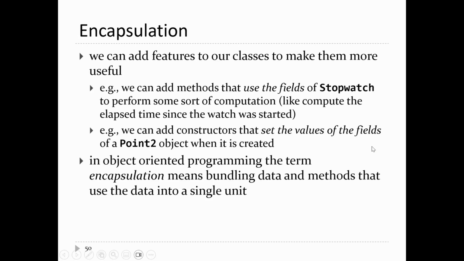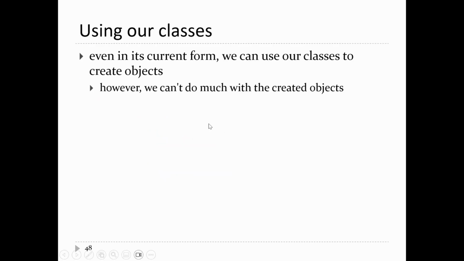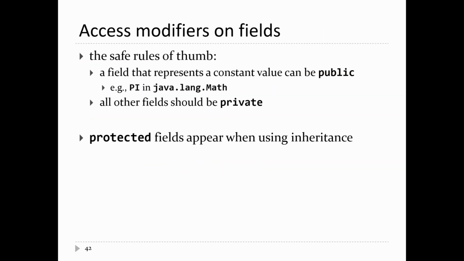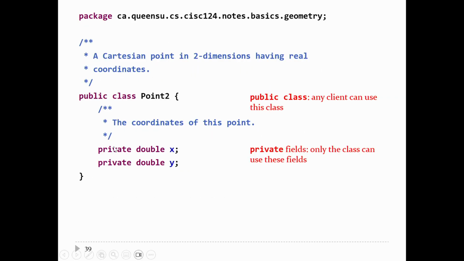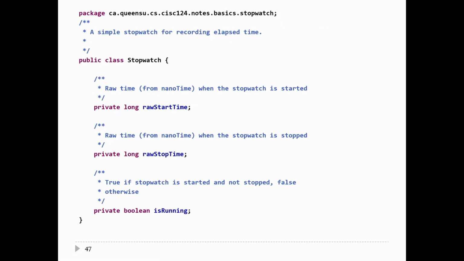And that means, let's go back here. For our point2 class, if we use the class in this form, its no argument constructor sets x and y to 0. For the counter class, its no argument constructor sets the value to 0. And for the stopwatch class, that gets set to 0, that gets set to 0, that gets set to false.